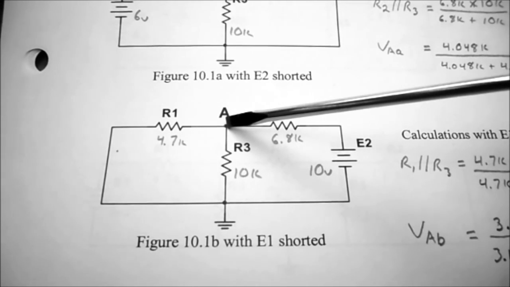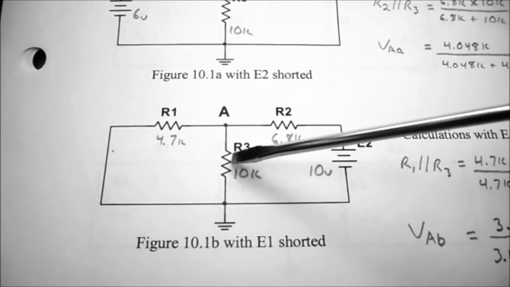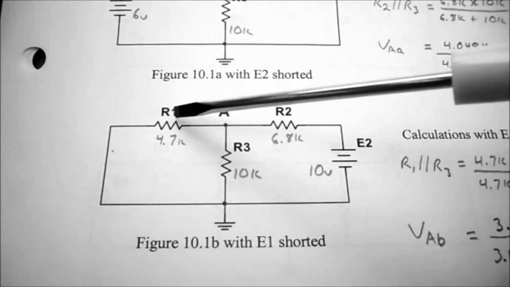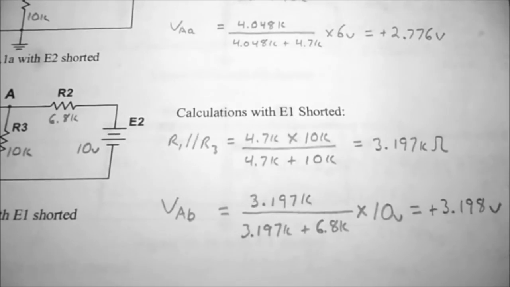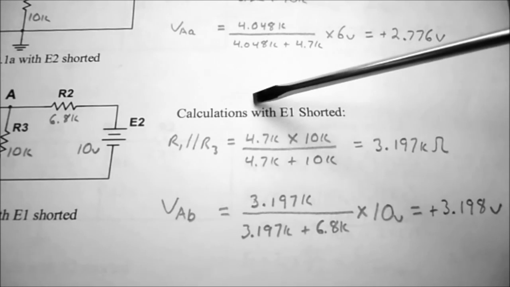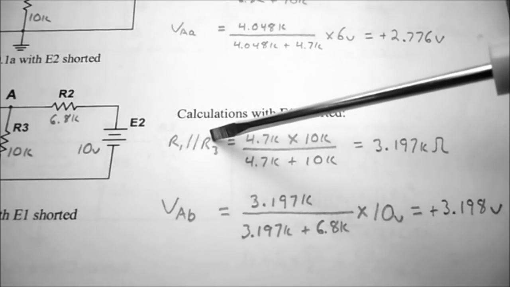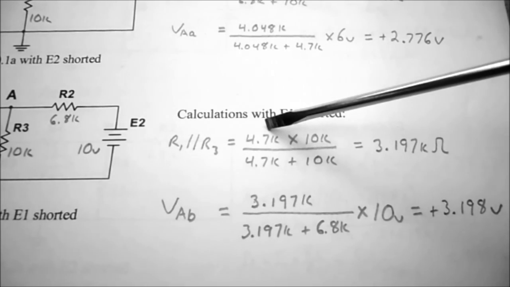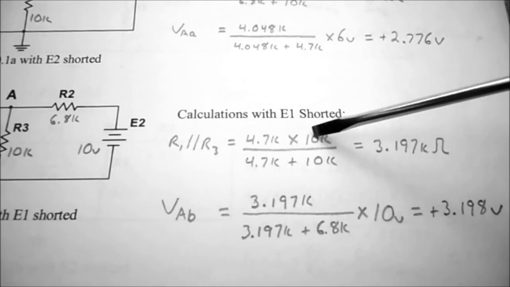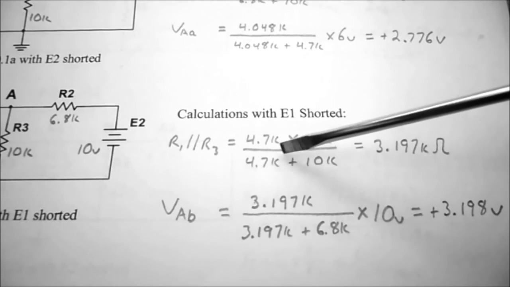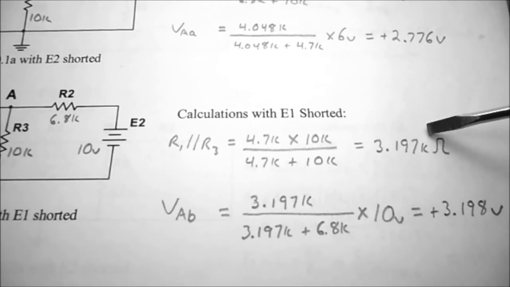We need to find the voltage at point A, so we're going to use the voltage divider law. To use that, we need to find out what R1 in parallel with R3 is. So looking at our calculations with E1 shorted, that's 4.7K R1 times 10K R3 divided by 4.7K plus 10K, and that works out to 3.197K ohms.